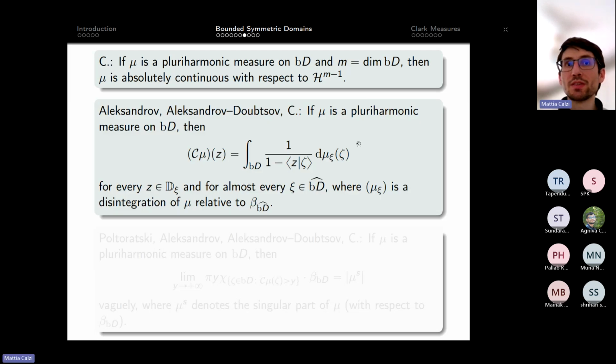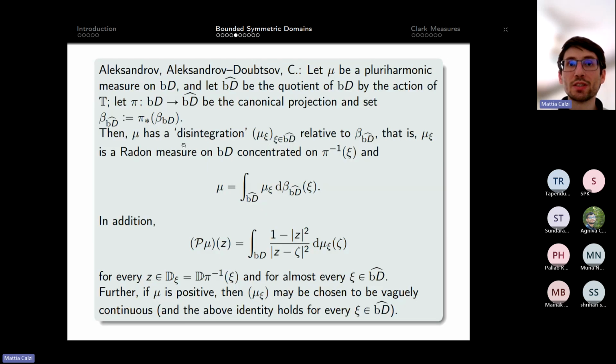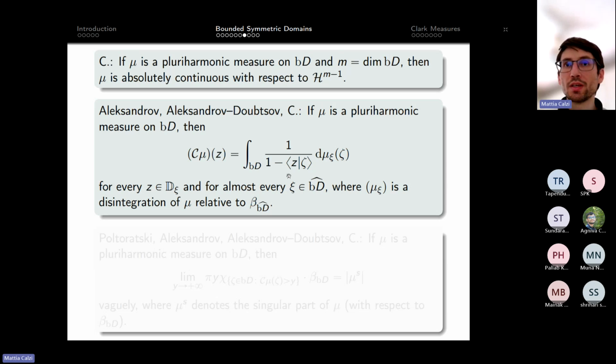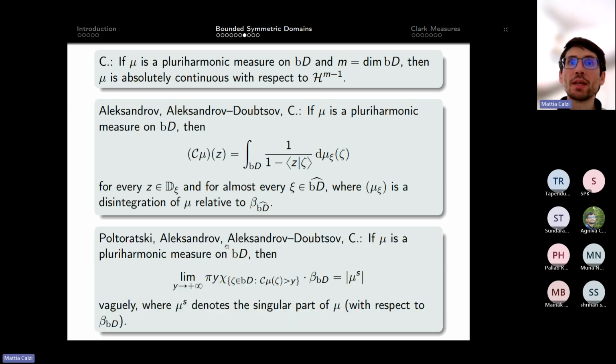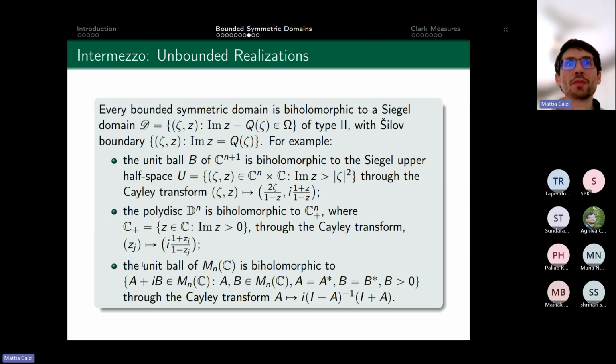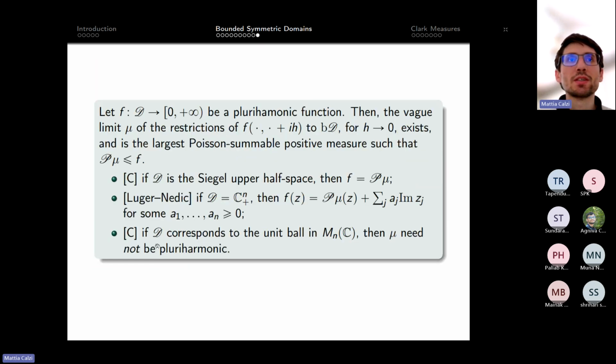This is simply a consistency result, which says that this relation here not only holds for the Poisson-Szegő kernel, but also for the Cauchy-Szegő kernel and the Cauchy kernel here. And as a consequence, one may extend the Poltoratski distribution theorem, which describes the distribution of the values of the Cauchy transform for large values, to the case of pluriharmonic measures. And for the time being, I'm going to skip this part. Maybe I return to it later.